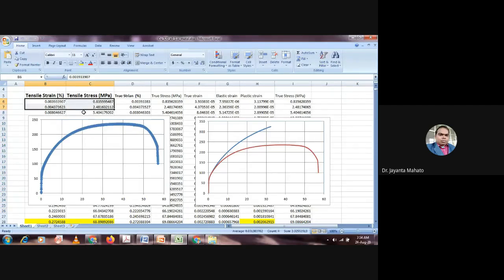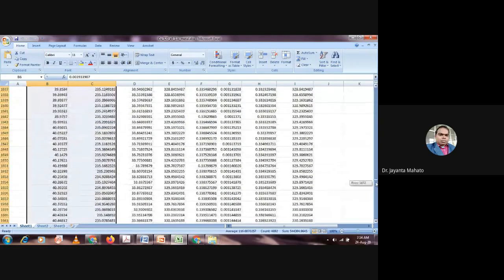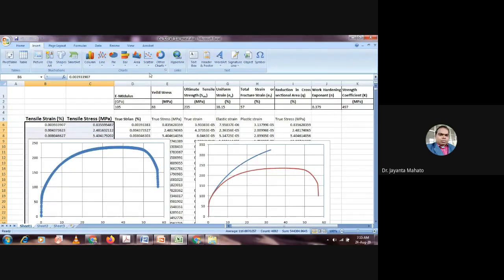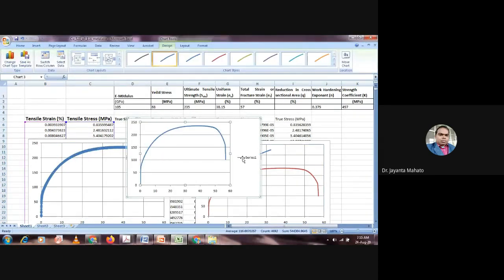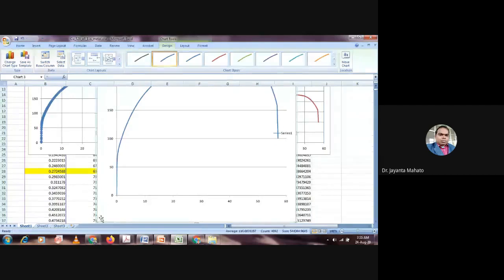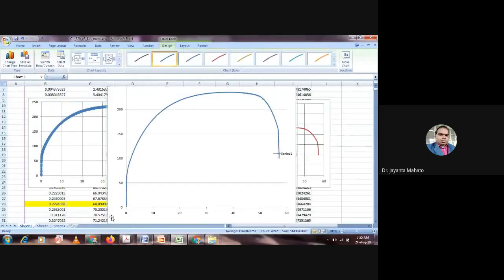See this. How can we plot? Just select these two columns. If you plot a curve, just see how I am plotting. If you plot a curve, then this type of curve will generate. So this is nothing but a stress strain curve.